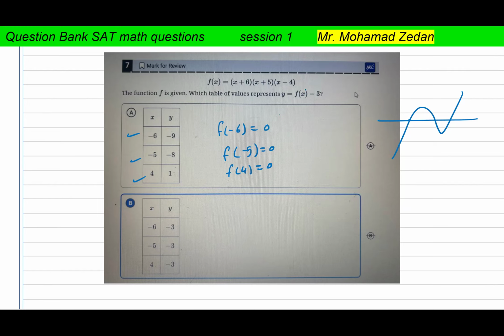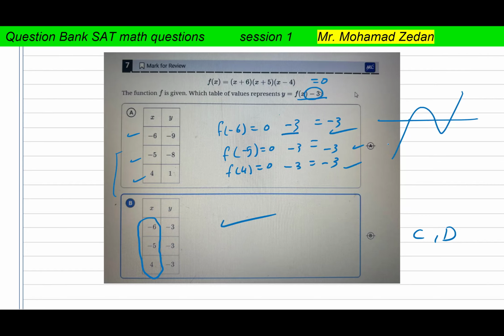But here, I need f of x minus 3. Of course, for the same values, when you subtract 3 from each result, which is 0, it will be -3. So B here is correct. Only 2 options appear here. There are other 2 options, C and D, but they do not appear in this video. I'm sorry. So B is correct because in the original function f, the values at these points are actually 0. When you subtract 3, each 0 subtracted by 3 will be -3, as you see.